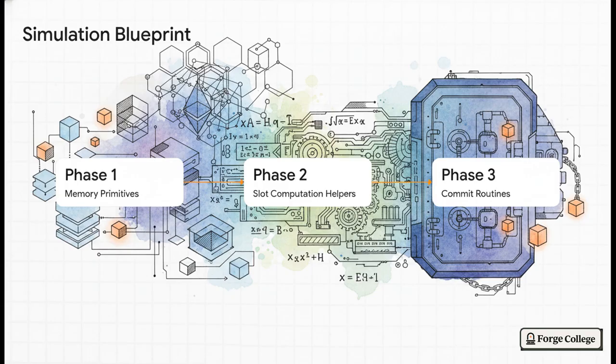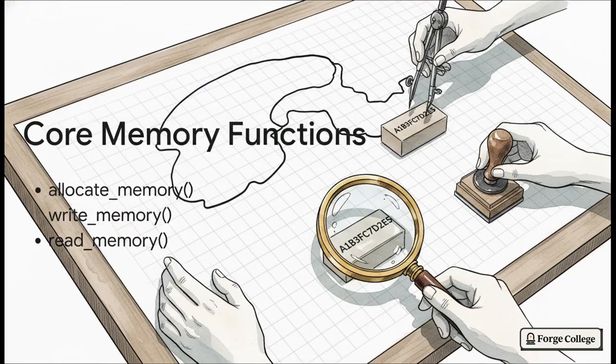That'll be our commit routines. This engineering blueprint is going to give us a perfect working model of the EVM's memory to storage pipeline. Quickly looking at phase 1, our core memory functions are incredibly straightforward. We just need to allocate memory, write to memory, and read from memory. These primitives simply simulate reserving that contiguous space in our ephemeral staging ground and then writing 32-byte hex strings right to a dictionary. Think of it as our virtual workbench.